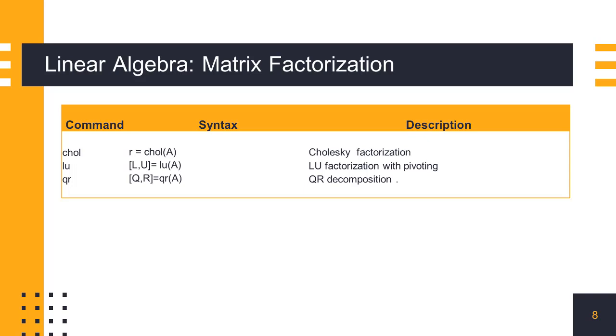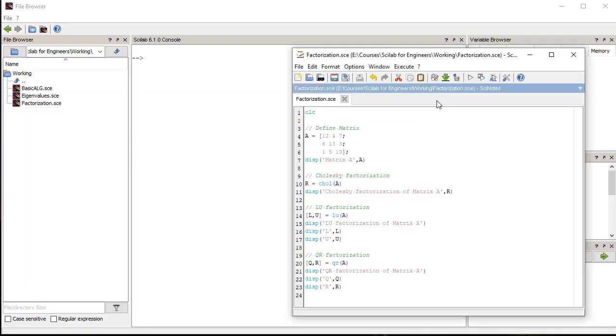It is used in least square solutions of linear systems, where the system matrix is decomposed to canonical forms, via orthogonal transformations. Here, we define a matrix A, and perform the factorization of A, using the three functions which we discussed.